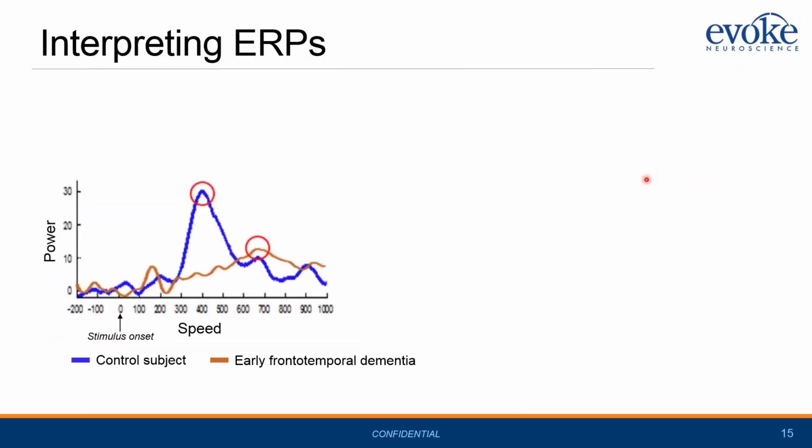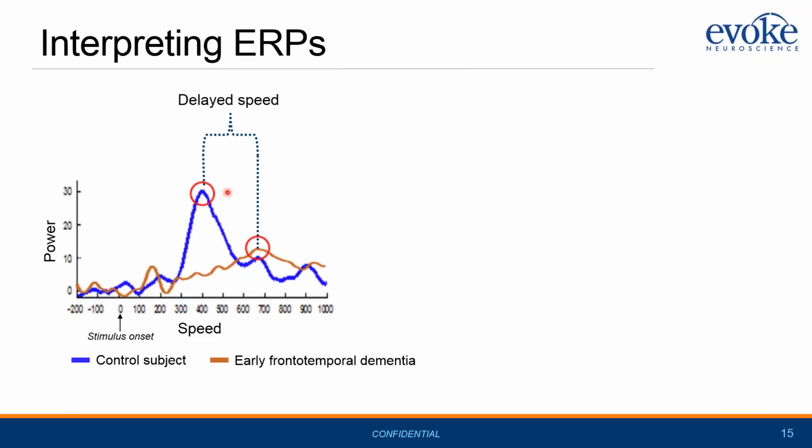So when we interpret ERPs, this is just a graph that shows our control subject compared to a patient, in this case, with early frontotemporal dementia. On the x-axis, we still have our speed. On the y-axis, we still have our power. And I've denoted here where the stimulus onset occurred.